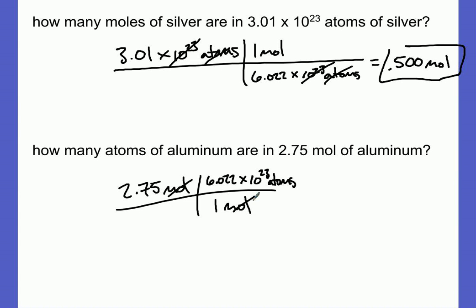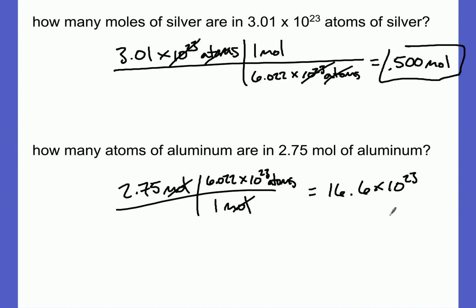So mole goes away. I multiply. I tack on my exponent. So first I take the 2.75 times 6.022, and I get an answer of 16.56. Again, 3 sig figs. I should call it 16.6 times 10 to the 23rd.